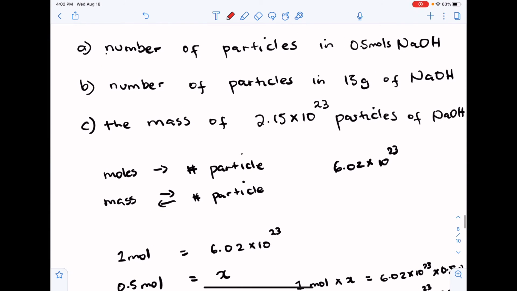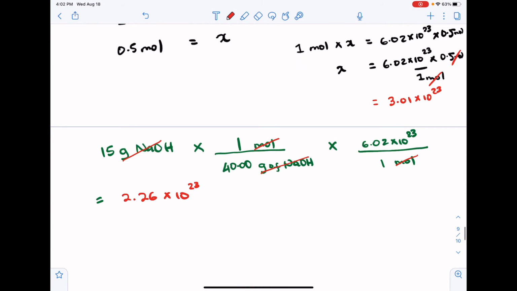Here we're given 2 significant figures, so this can be in 2 significant figures. It doesn't have to be 3. So this would be 2.3 times 10 to the 23rd power. So we did 2 steps. The first step was to calculate moles from mass, and the second step was to calculate number of particles from moles.